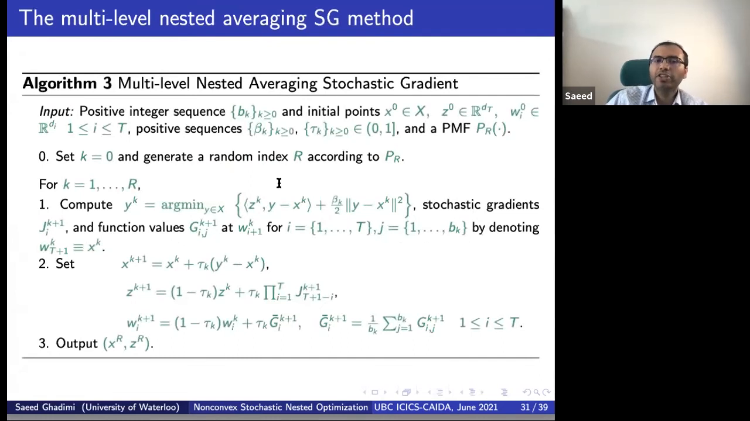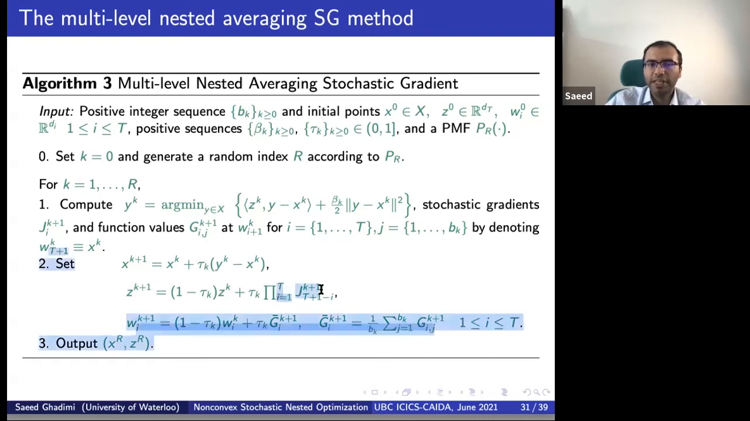So this is the direct generalization of the NASA method to the multi-level case. We still have a sub-problem, it's the same. We still have the convex combination of the solutions to the sub-problem. We still have the convex combination of the stochastic gradients. If T is 2, we just have a multiplication of 2 matrices. Here we have T matrices, and this would be the weighted average of the stochastic gradients. And we have the weighted average of the inner function values, but instead of one function value, we have essentially T function values.